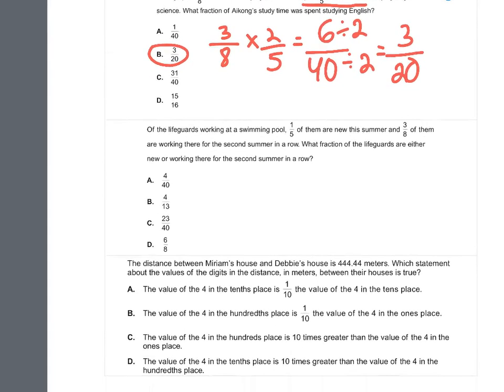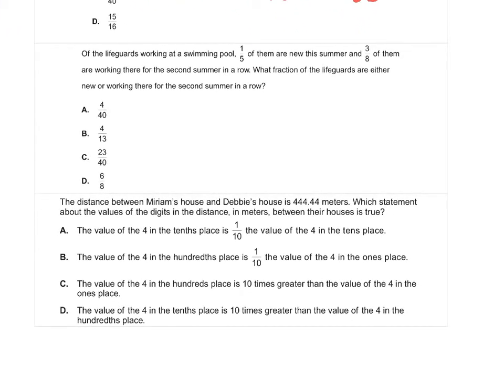On number 3, it says, of the lifeguards working at a swimming pool, 1/5 of them are new this summer, and 3/8 of them are working there for the second summer in a row. What fraction of the lifeguards are either new or working? So now you have two fractions again. Do you add, subtract, multiply, or divide these two? There's no as much, so it's not multiplication. You might say there's of right here, but that's a different of.